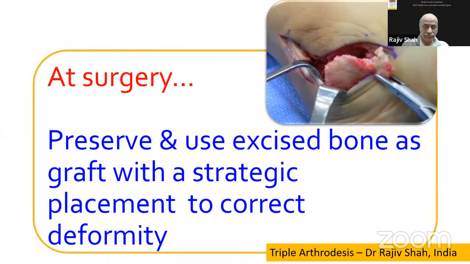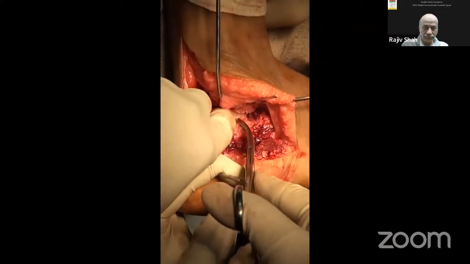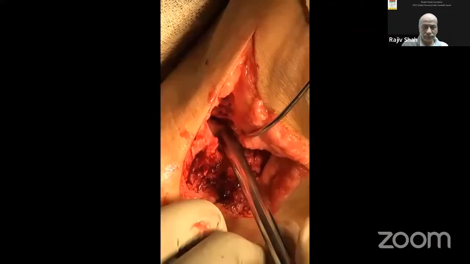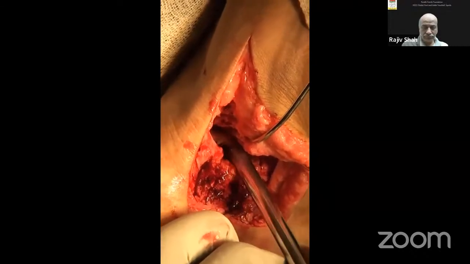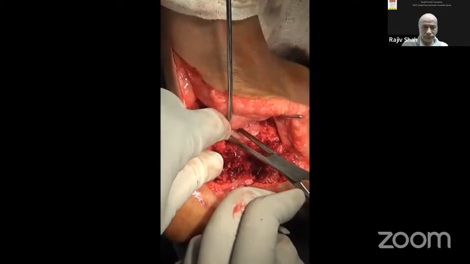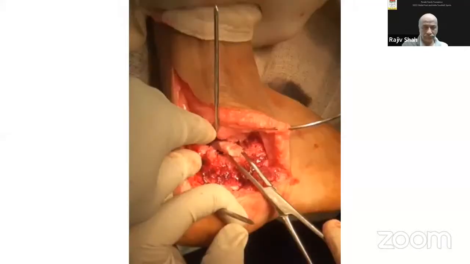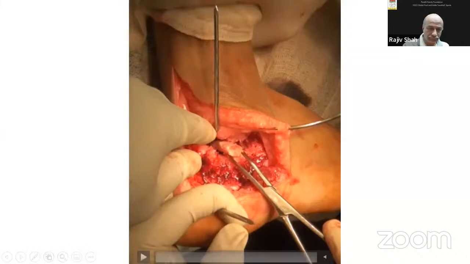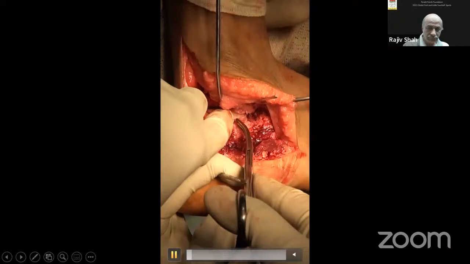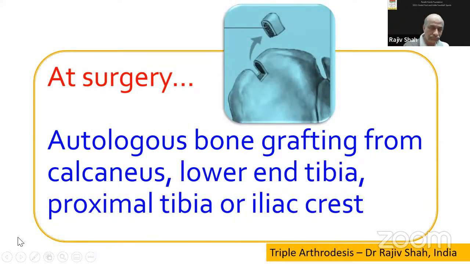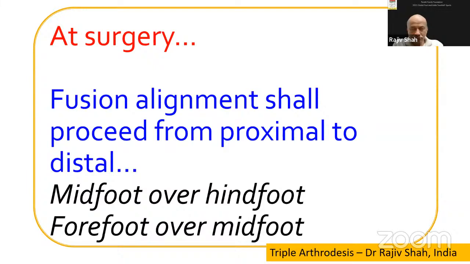Preserve excised bone to be used as a graft, with a strategic placement of this bone to correct the deformity. In this case of malunited calcaneus with a subtalar and calcaneocuboid fusion, a graft is strategically placed to correct the deformity. Autologous bone grafting from cancellous areas of calcaneus, lower tibia, proximal tibia, and iliac crest should be prepared whenever there is a defect or deformity. Fusion alignment should proceed from proximal to distal.